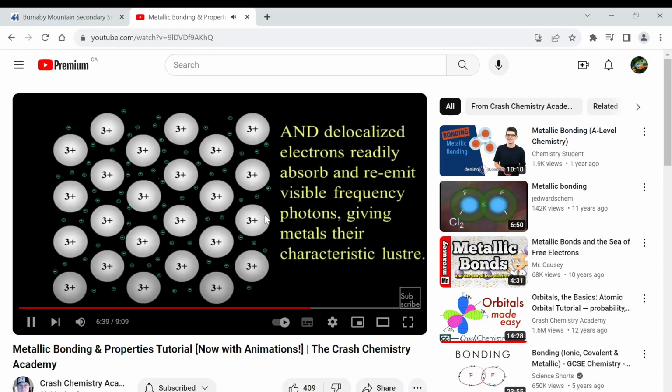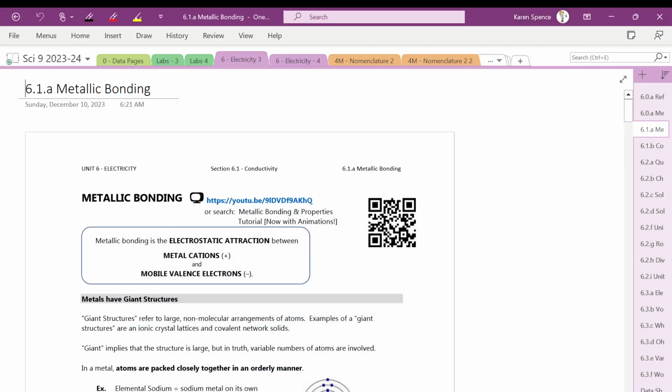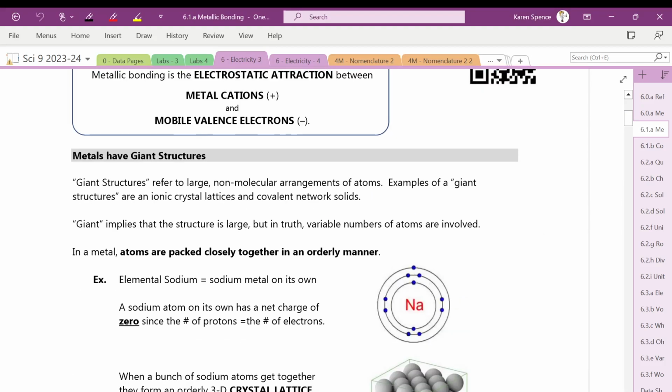And what about the shininess, the luster? Okay, we're going to pause there because we don't have a lot of time to spend on electricity, and I don't want to talk about the shininess of metals. I want to get to the electricity part. So let's just do a little bit. This is on page 6, I believe.